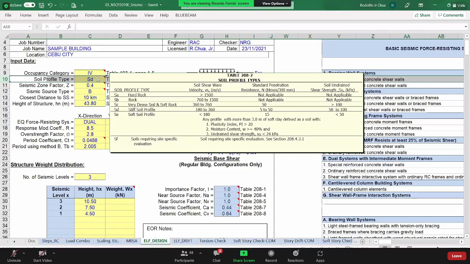And then ang last nga profile type is SF. So kaning SF, this is very soft. I think this is liquefiable siguro nga soil. And this one, it requires a site-specific na evaluation. So this will be another expertise which is beyond the scope of the structural engineer.